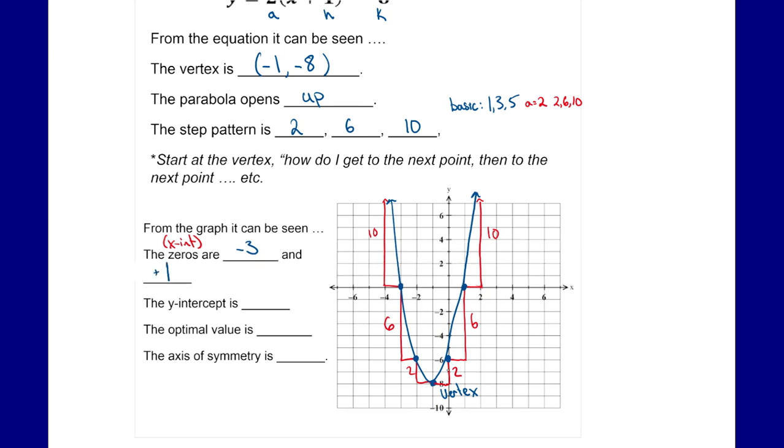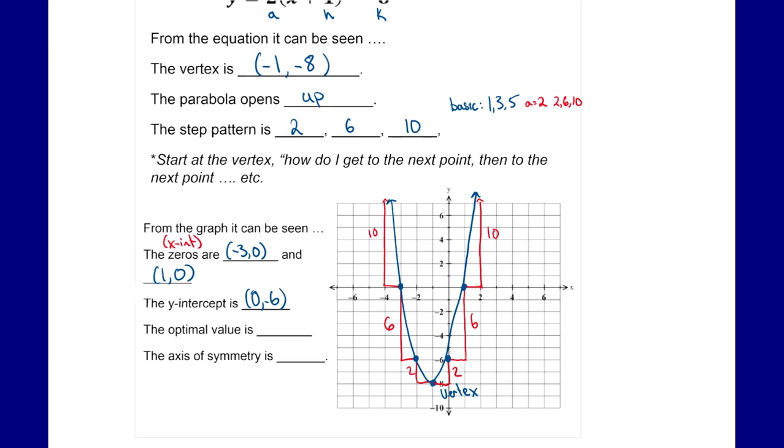The y-intercept, we can see it crosses nicely at negative 6, or we can say (0, -6). I guess technically we could say the zeros as well: (-3, 0) and (1, 0), if we just put the points. Our y-intercept is (0, -6).